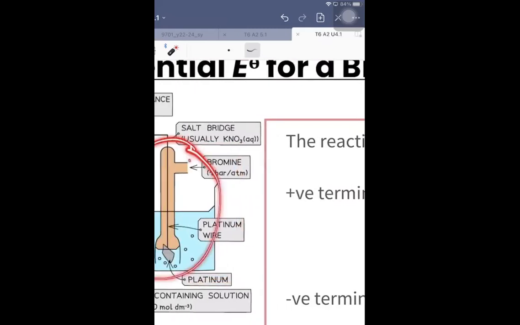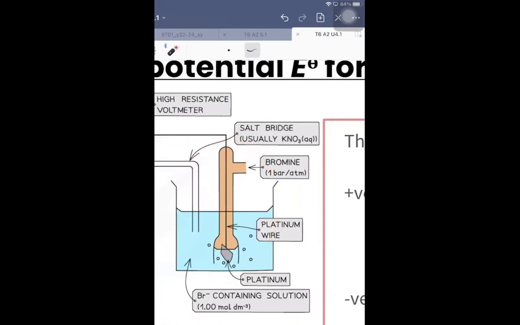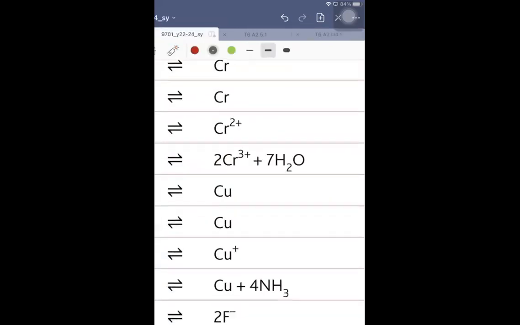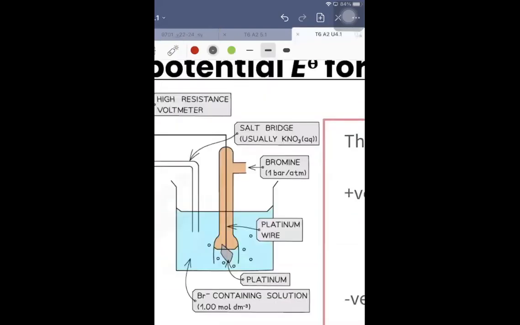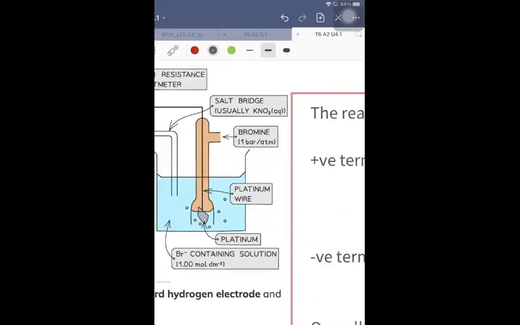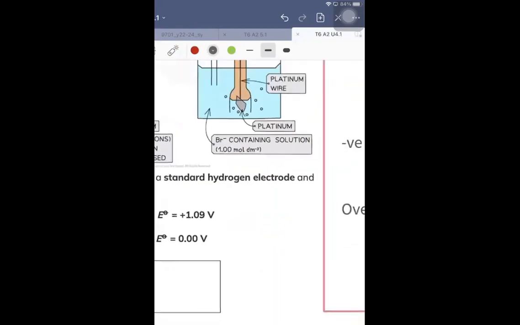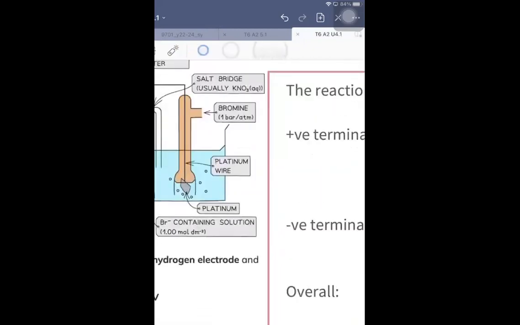Since you want to know the value of this, the potential difference of this bromine, you have to attach it to the standard hydrogen electrode. So I've already gone through the standard hydrogen electrode where it also has its own equilibrium system. And the equilibrium system is 2H plus plus 2 electrons to form H2 gas. Okay. So yes, you've got it here already. Okay, no need to copy. Okay.